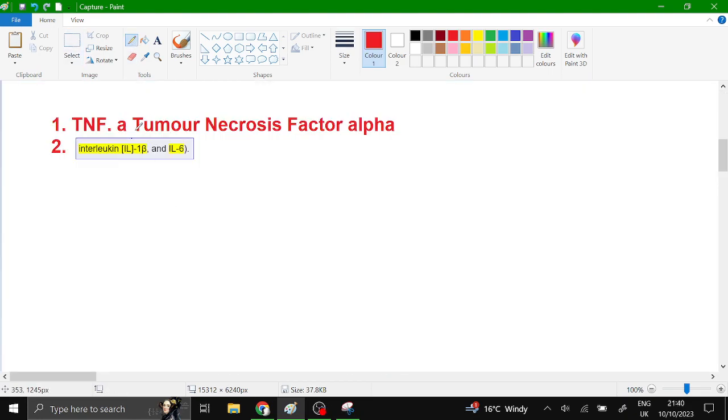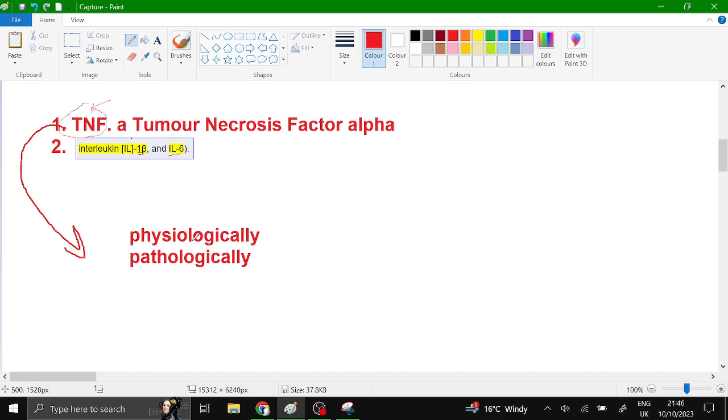Okay, so the first one is, basically in simple words, if you want to study for the exam, the first one is TNF, which is a very important one, the major one, and the second one is interleukin 1 beta and interleukin 6. Okay, let's talk a little bit about tumor necrosis factor alpha.